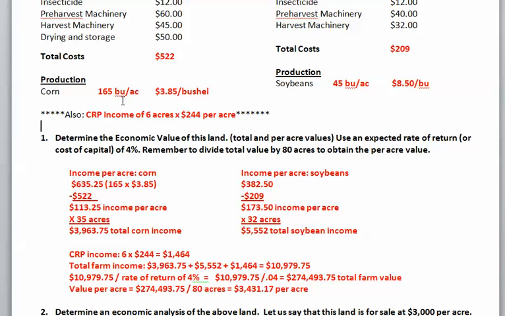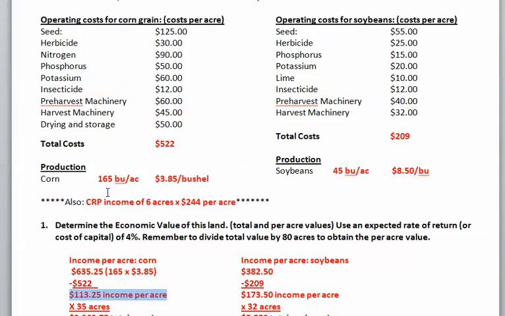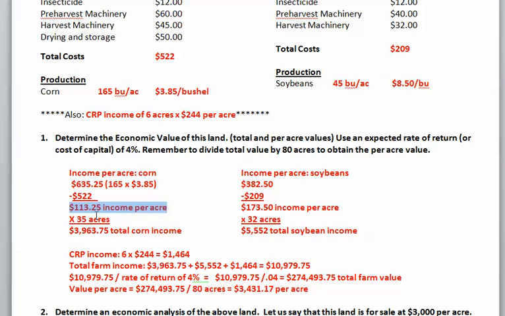We have a total income of $635.25, and that came from the 165 bushels per acre times $3.85 a bushel. We subtract our costs without land, again the machinery, seed, herbicide, fertilizer, etc. That's $522. So the income minus the expense equals an income of $113.25. We had 35 acres of corn, so we multiply the $113.25 by 35 acres to get a grand total income of $3,963.75.